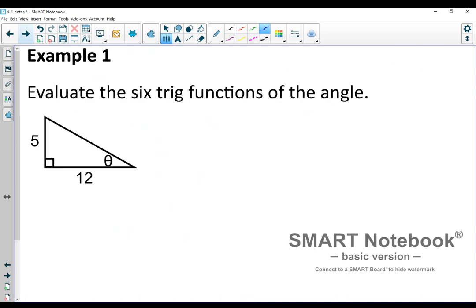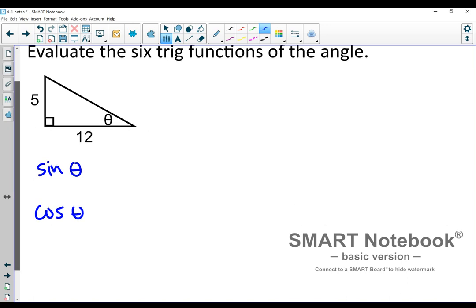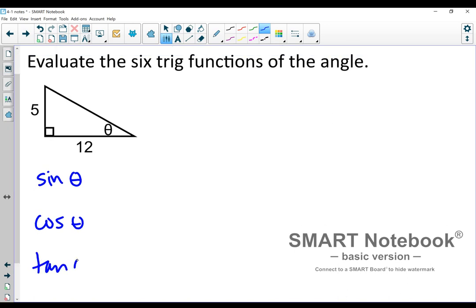So for the first example, we're going to evaluate all 6 trig functions of the angle. That means we're going to find the sine of theta, the cosine of theta, the tangent of theta, and then when we find sine, we'll find cosecant of theta, secant, and cotangent. And I like to line them up. So I'm doing sine, cosine, tangent first, and then I'm doing the reciprocal functions right next to it.